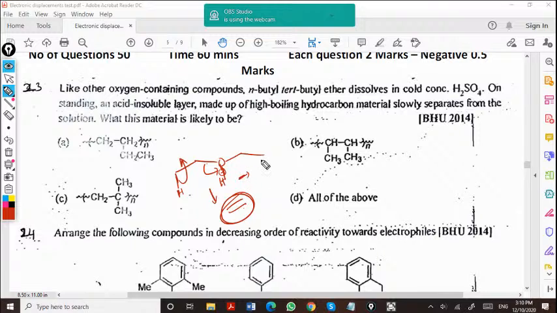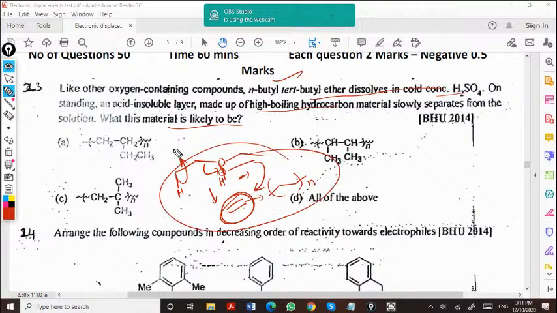This can be seen in ethyl alcohol. When ethyl alcohol is treated with concentrated H2SO4, initially ether will form, and finally ethene will form. The same scenario is given here: it dissolves in cold concentrated H2SO4. After that, a high molecular weight hydrocarbon material slowly separates out from the solution. Once it forms an olefin, it is going to polymerize in the same H2SO4, so polyethylene is going to form. The same is applied here.